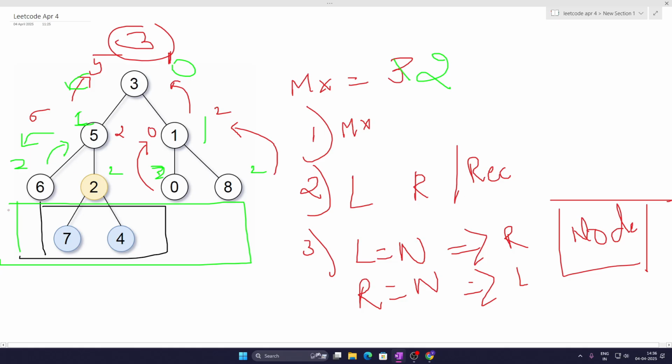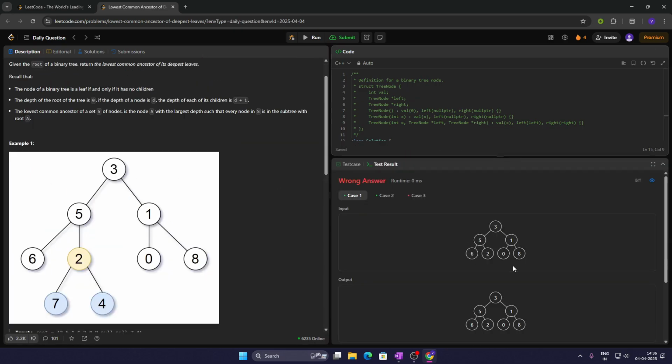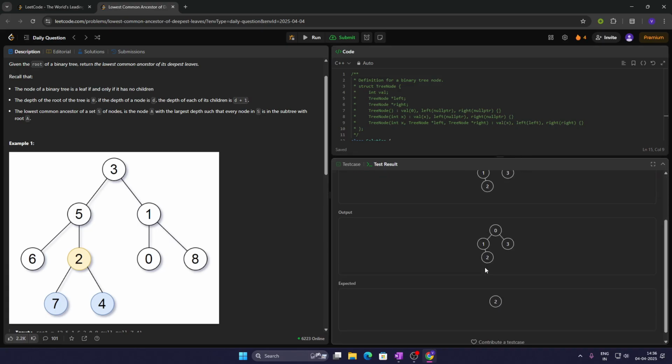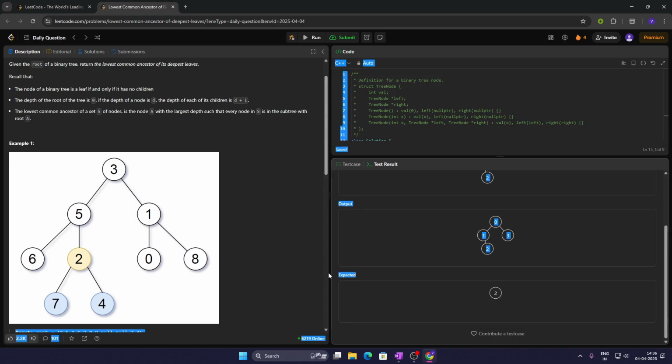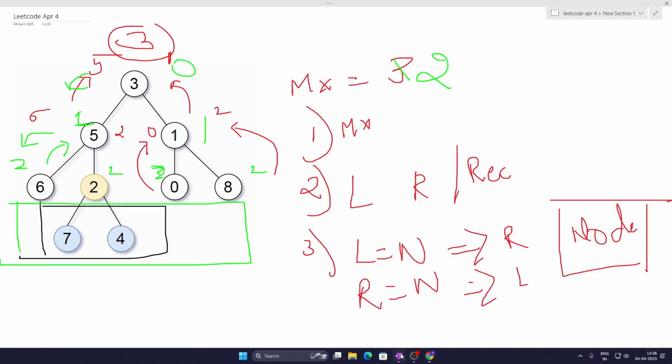Then what will be our base case? See here, if the root is null, if the current traversing node is null, then we will return a null value. So let's code this one. In this case the answer is 3. In this case the answer would be 2, like expected. So we will write our answer.